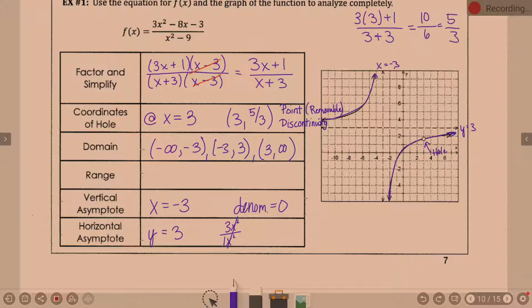Does that ring some bells? I know. You guys always complain about domain and range, but I hope it's getting a little easier. I was starting with domain and range right off the bat in Algebra 2.